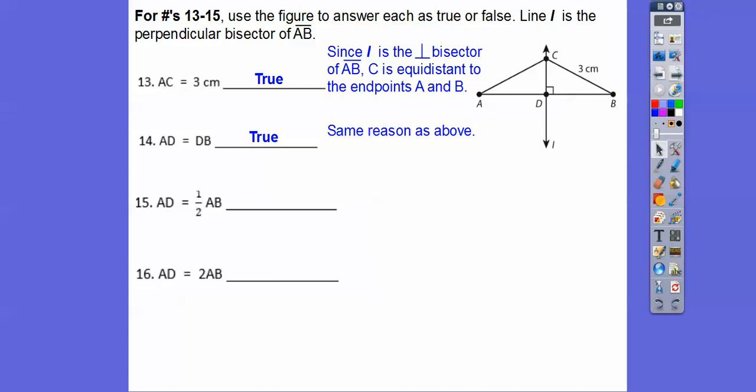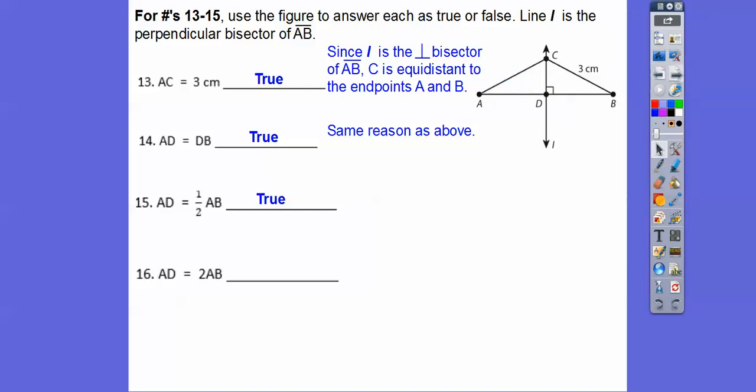Okay, and then let's see. So now it says AD, here's AD right here, is 1/2 the whole thing. Well, that's true because whatever this side is, this side's the same. Pretend like this is, I don't know, 7. Then this side would be 7. So 7 plus 7 would be 14. So AD would be 1/2 of 14. So that is totally true right there.